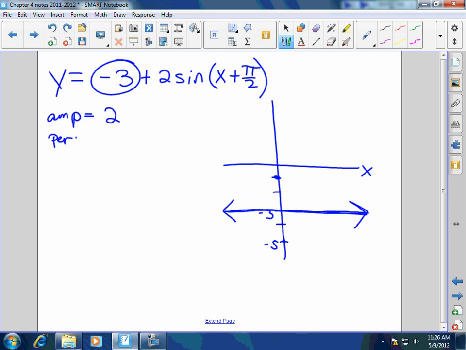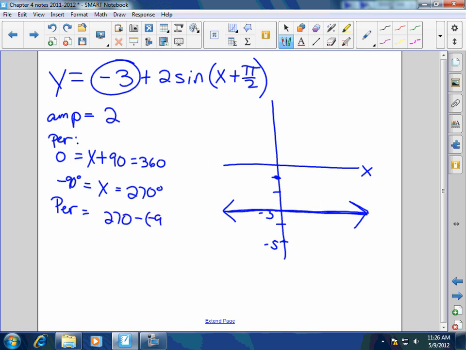Next, period parameters. You got x plus 90 equals 0 and 360. So x is going to equal negative 90 degrees and 270. Now, let's find the actual period. The period is 270 minus a negative 90, because remember, it's end point minus starting point. So that's going to be 360 degrees. My intervals are 360 divided by 4, so that equals 90. You with me, guys?